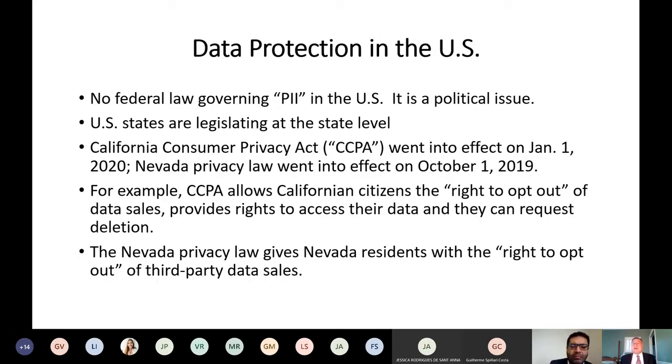It does allow, for example, California citizens a right to opt out of sales of their data. It gives them the right to see what data has been collected, and they can request that certain data about them be deleted. So the CCPA is effectively the most prominent data protection law that we have in the US from the privacy side. The Nevada privacy law also gives Nevada residents the right to opt out.